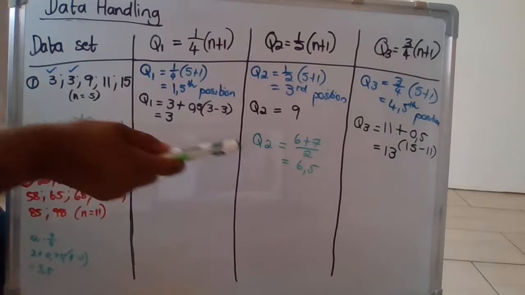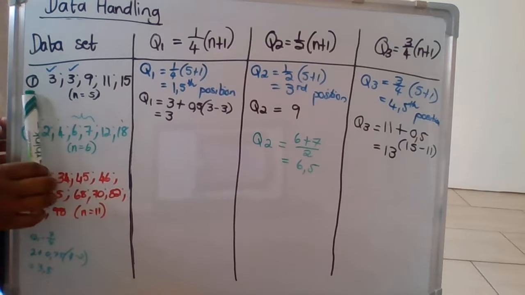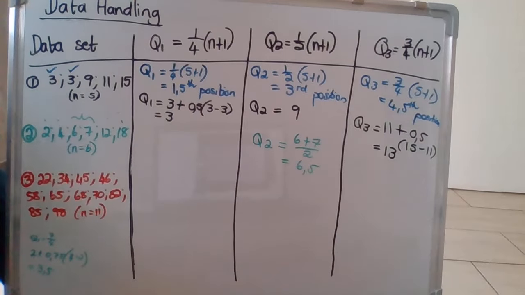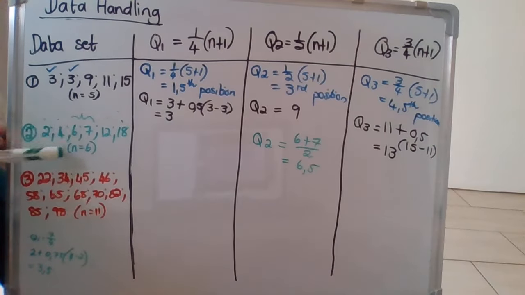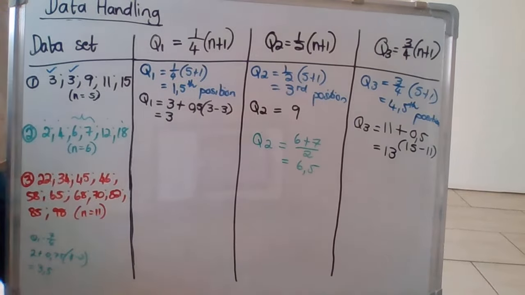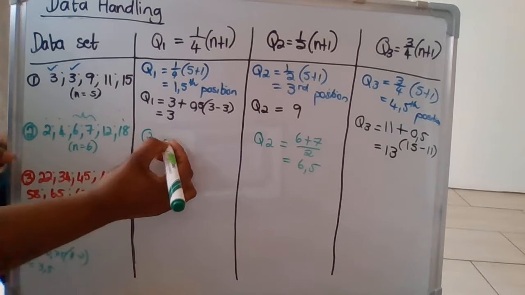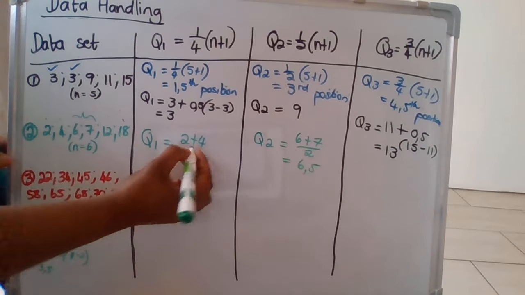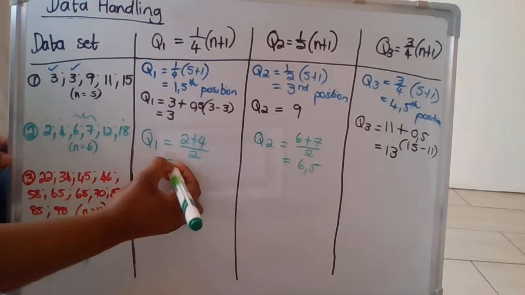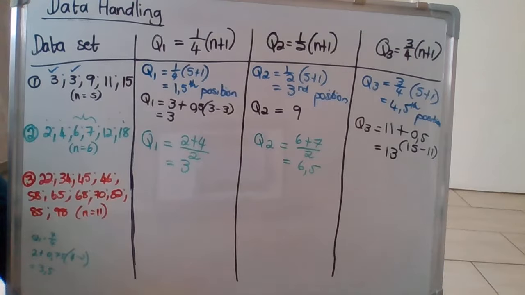So since I found my median, now I can take my data set and look to the left-hand side of my median. I have two values here, which is 2 and 4. And also here, I find the median of the two values. So my lower quartile would be 2 plus 4, divided by 2. So this gives me 3 as a lower quartile.